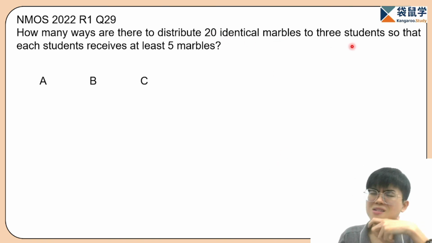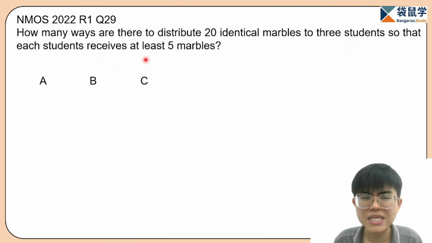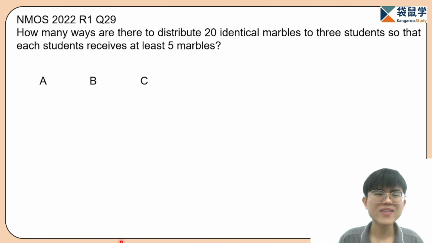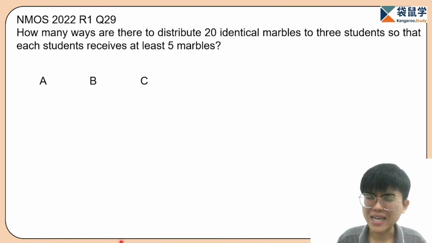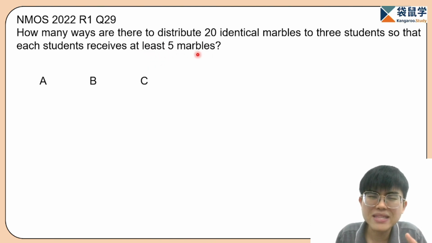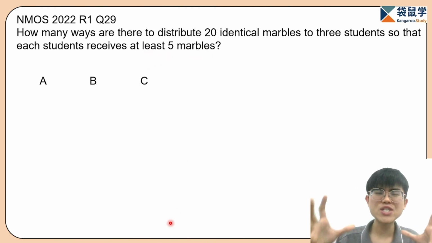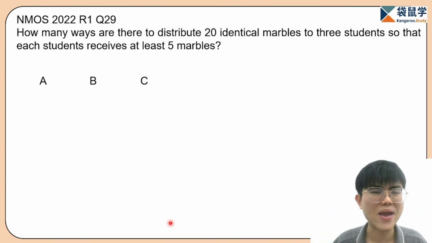Everyone, so now in our question here, we are trying to distribute 20 identical marbles to 3 students. But in this case, we need to have each student receive at least 5 marbles. Not 1, but 5. It is a little bit different from our example right there, right? So how are we going to solve this question? In this question, the requirement here is a little bit different, right? Why not we just try to change them into the same condition, same requirement?